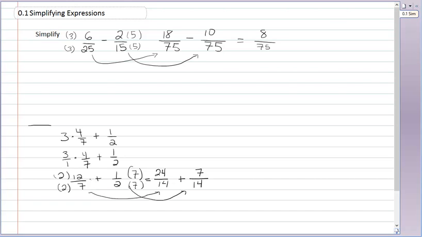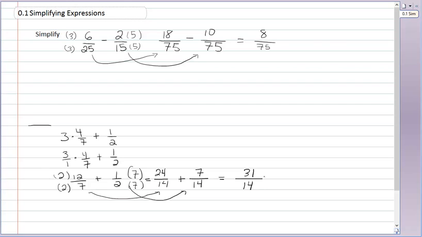So ultimately, this expression on the left is the same as the one on the right. But now we have common denominators. So I can go ahead and keep that denominator common, right? And add together the numerators. So 24 plus 7 is going to end up giving me 31. And so we have the fraction 31 over 14, and that is our result.